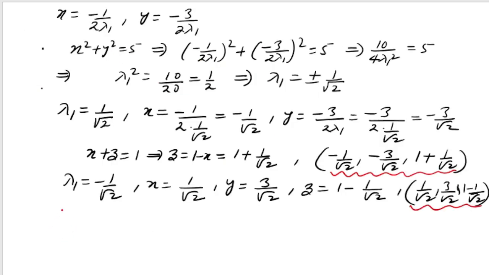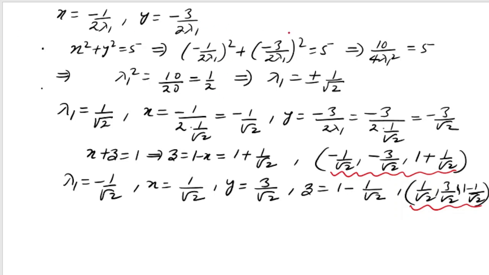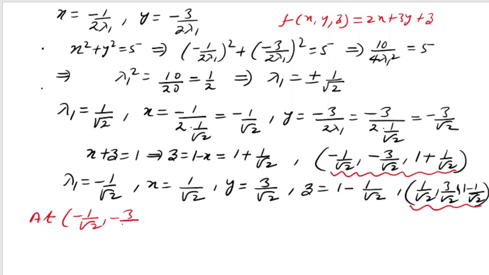The function that is given is f of xyz, let me write it for our convenience here. It is given that f of xyz is equal to 2x plus 3y plus z. So I first take this point: at the point minus 1 by under root 2, minus 3 by under root 2, and 1 plus 1 by under root 2, I calculate the function value.